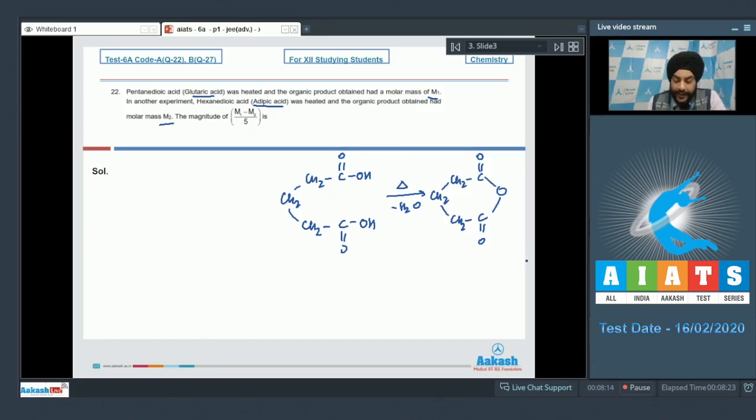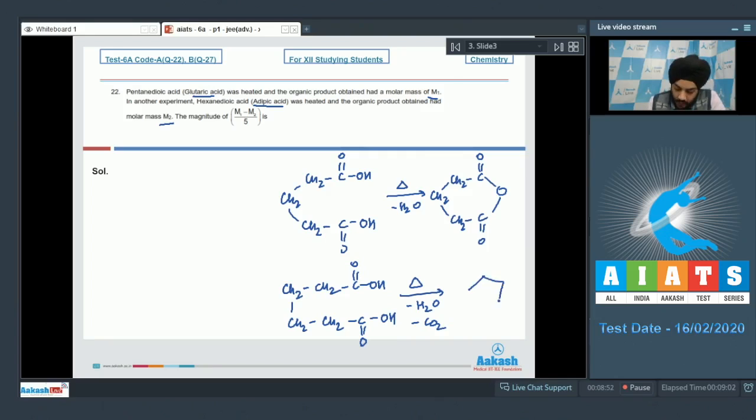Now we can talk about the heating of adipic acid. So adipic acid is hexane dioic acid, so it is going to contain 6 carbons in the main chain. Now if we talk about the heating of this adipic acid, if we try to form the anhydride, it will have a 7-membered ring, which is not very stable. So in this case, there is a loss of CO2 as well. So upon heating, this compound is going to lose an H2O and a CO2 from it. So there will be the formation of cyclopentanone. So this is the major organic product which is obtained.